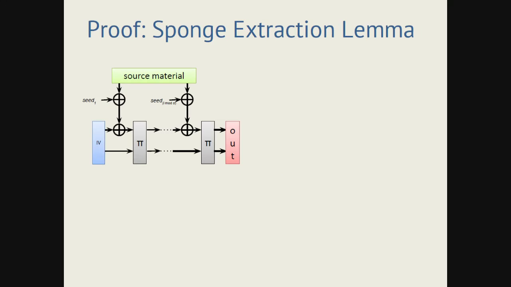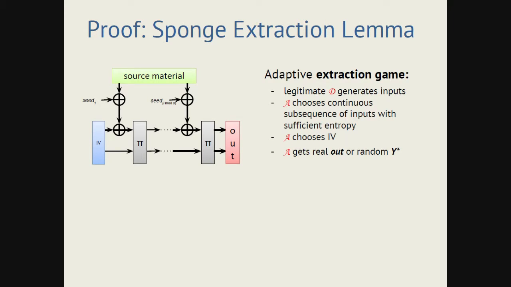And the first one that I will mention is a lemma that we call sponge extraction lemma, because we look at how well can the sponge act as an extractor in the random permutation model, in the sense of the following adaptive extraction game. So we consider a legitimate distribution sampler in the sense that I told you about that generates a sequence of inputs, and then we consider an attacker that is allowed to choose a subsequence of these inputs without actually seeing these inputs, only seeing the auxiliary information and the entropy estimates. And then the attacker is also allowed to choose the initialization value, and then the set of these inputs are processed using this construction that you can see here, and then the adversary gets either the real output out that is produced in this way, or it gets a random string Y star. And its role is, of course, to figure out which of the two cases happened.